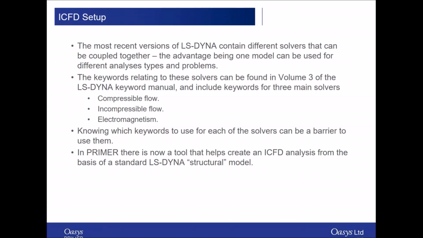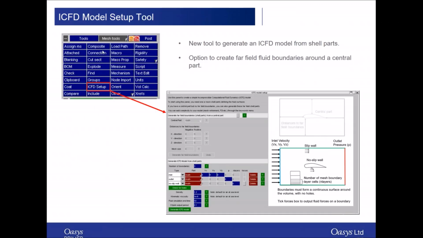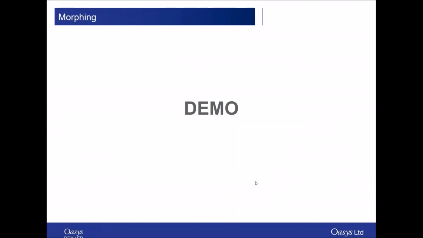But knowing which keywords to use for each of these solvers can be a bit of a barrier to using them. So how do you know which control cards to use and so on? In Primer, there's now a tool to help create an ICFD analysis from the basis of a standard LS-DYNA structural model. You get to it from Tools, ICFD Setup. You get a panel that looks something like this. There's a diagram on the right-hand side, and you've got some inputs on the left-hand side to help set up the model. I'll just show you an example of this.